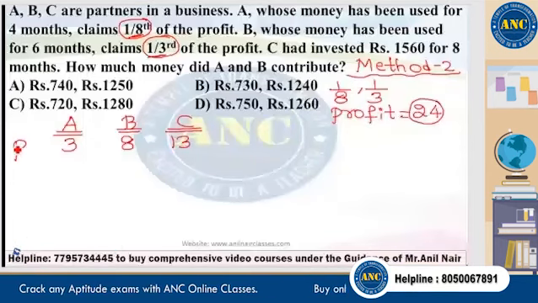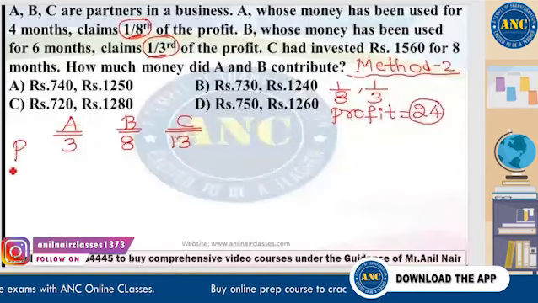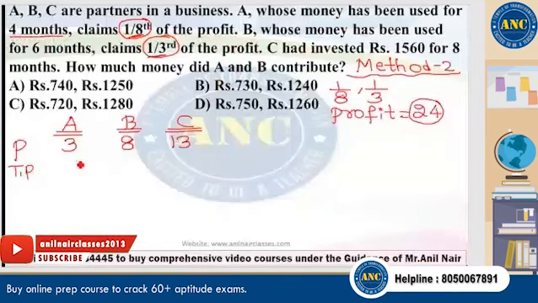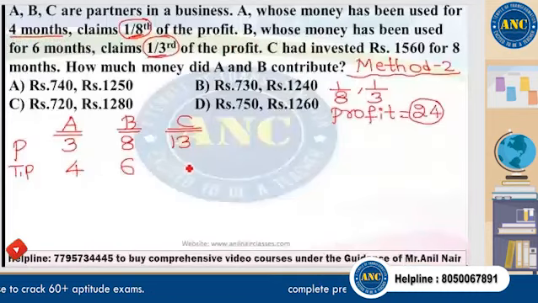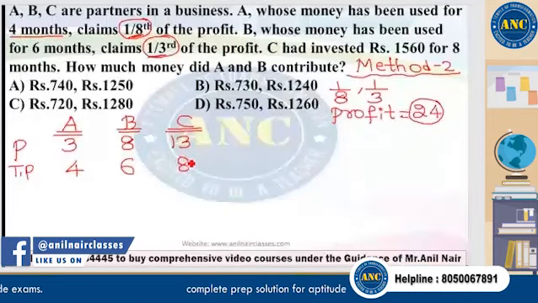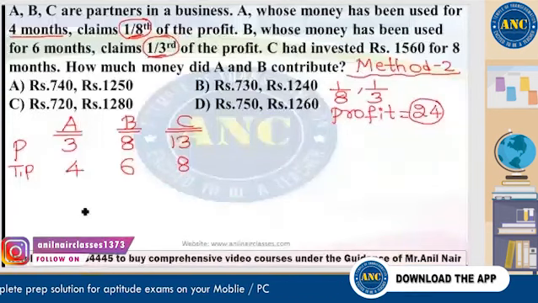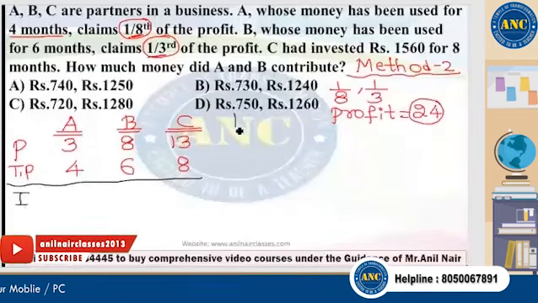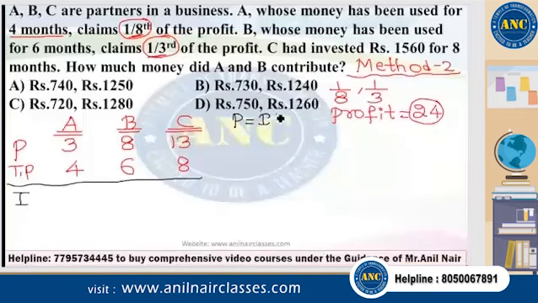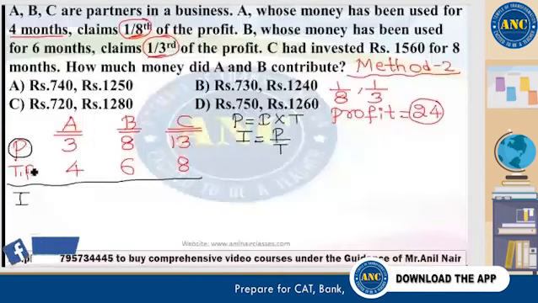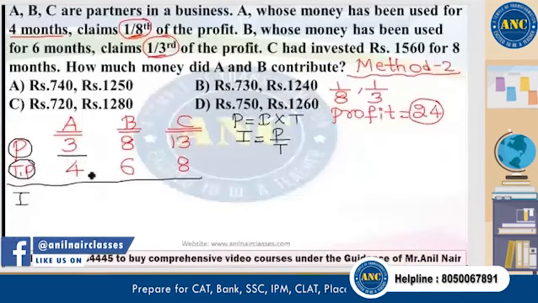This first row is nothing but the profit. It is also given in the question that the time period is 4 months for A, 6 months for B, and 8 months for C. Now we have the profit sharing ratio, and we also have the time period ratio. Can I find the investment ratio? Definitely I can. We know that profit sharing is nothing but investment into time period. So investment is nothing but profit divided by time period. The first row is the profit, the second row is the time period. Divide one by the other.